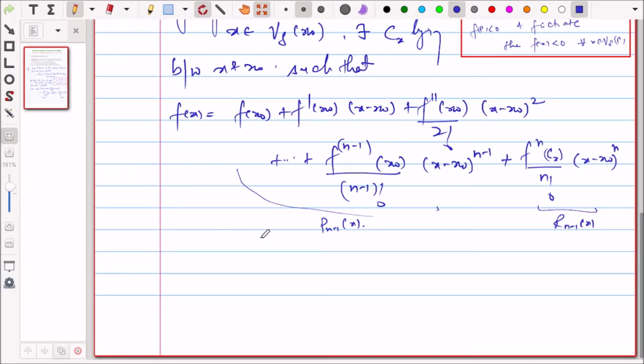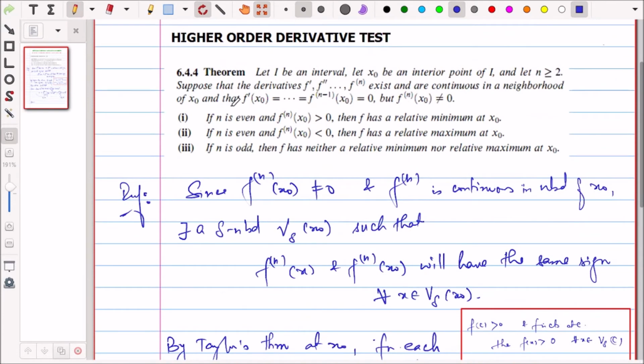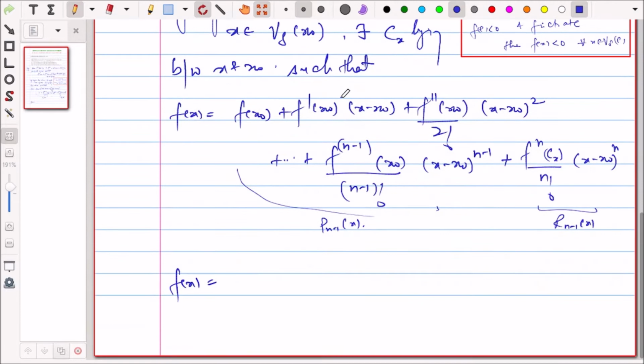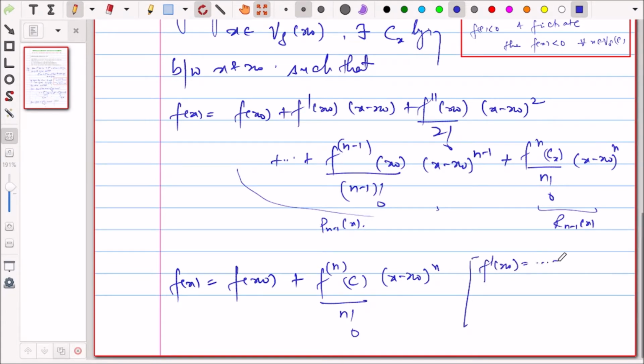Now what will be our f(x)? Now look, f'(x_0) is 0, f''(x_0) is 0, f^(n-1)(x_0) is 0, because these are given to be 0. So what will be left with us? This will be equal to f(x_0) plus f^(n)(c)(x minus x_0) to the power n by n factorial.